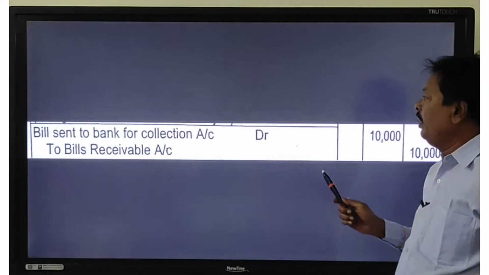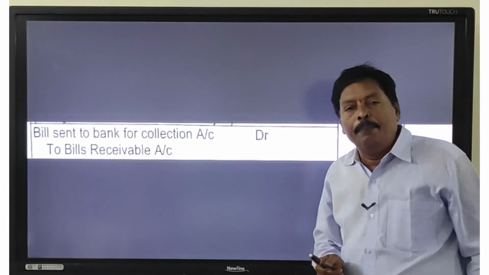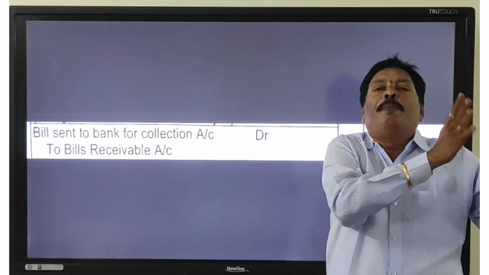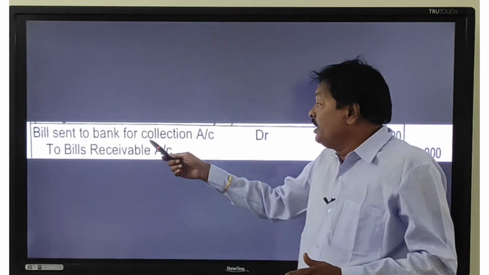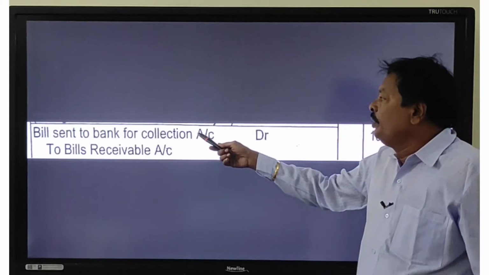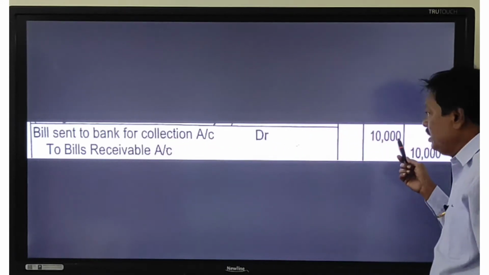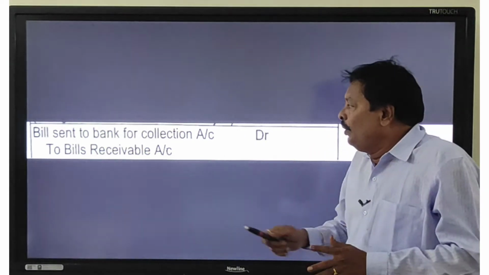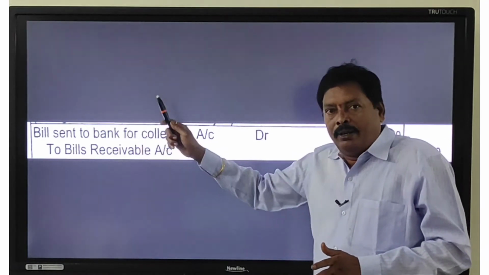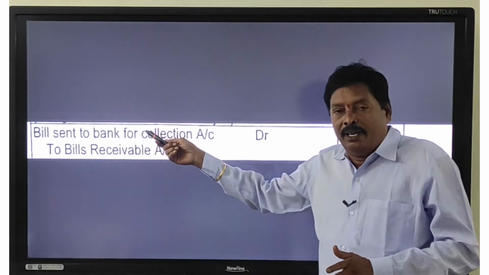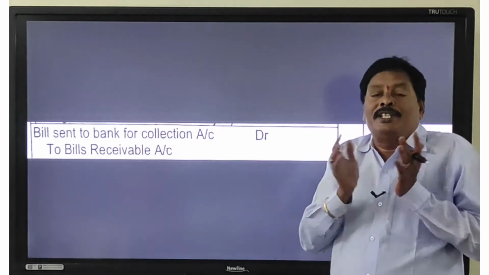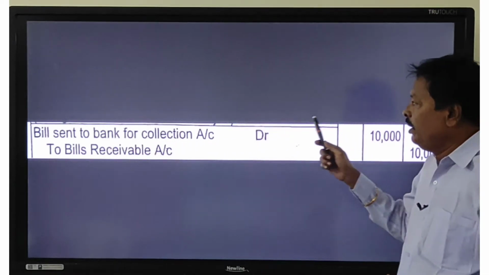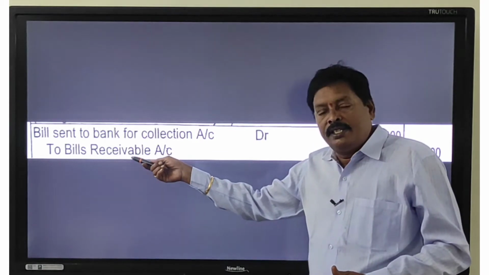And the next entry: after receiving the bill, Anil wants to send that bill for collection to the bank. At that time, we write this entry: bill sent to bank for collection account debit. Now we are sending the bill to the bank for collection. Who receives? The bank receives the bill, for collection purpose. So we write bill sent to bank for collection account debit 10,000 to bills receivable account. This is a real account.